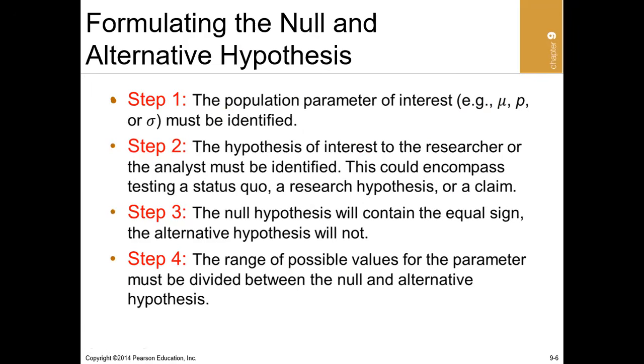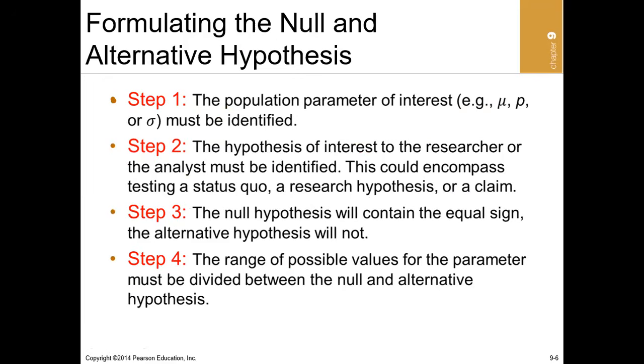Okay. Now, let's go to the steps in formulating the null and alternative hypothesis. First of all, you must know the population parameter of interest. Are we testing a hypothesis concerning an average, or a proportion, or a variance, or even a standard deviation? We must know that.